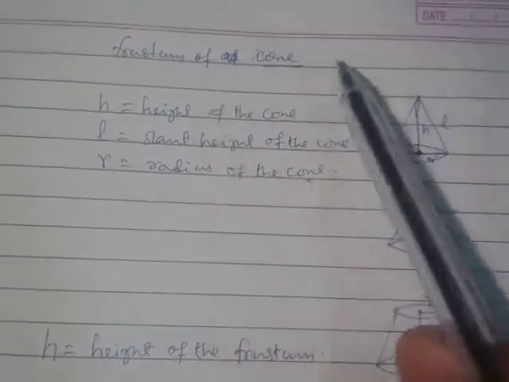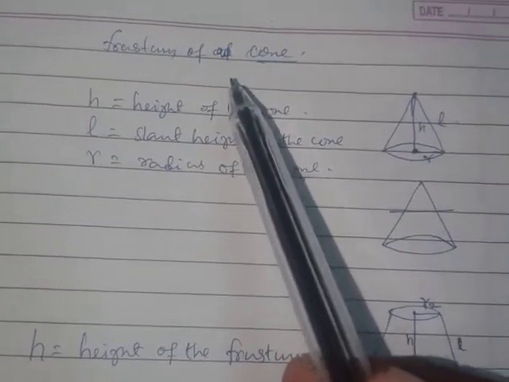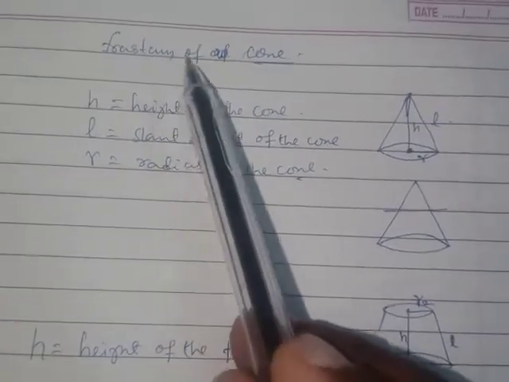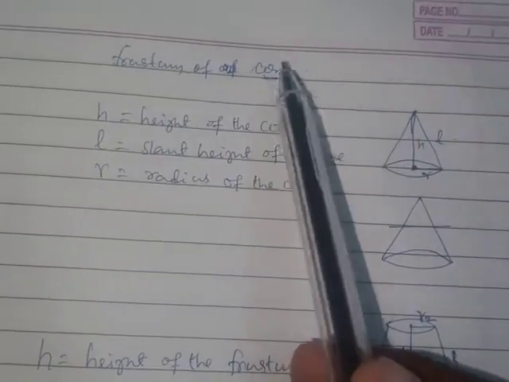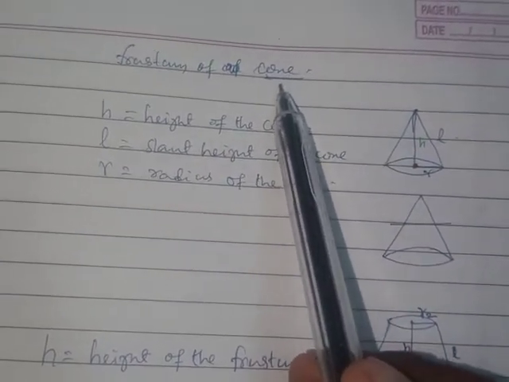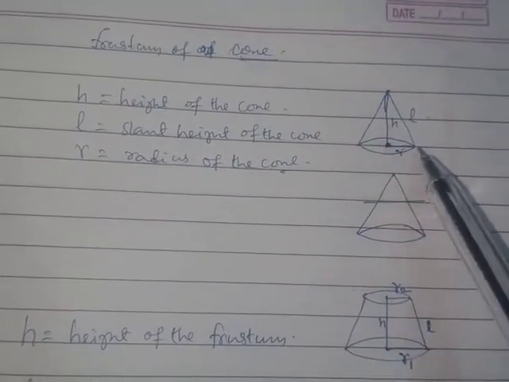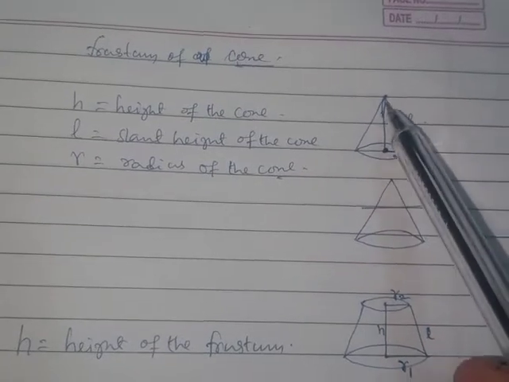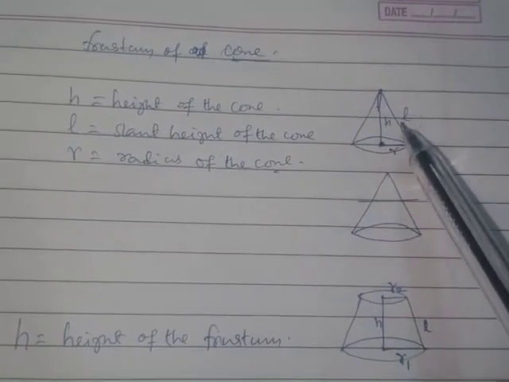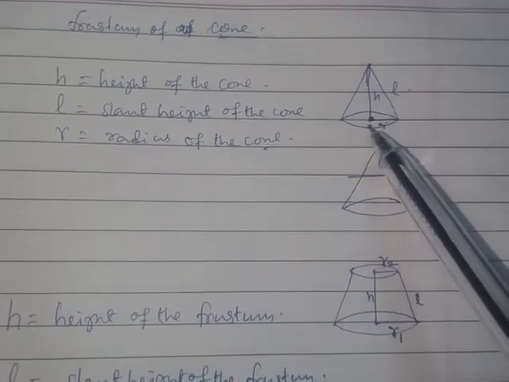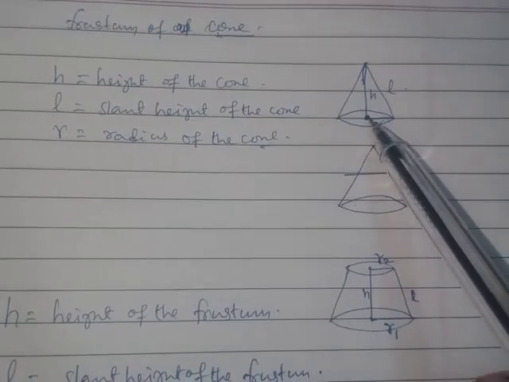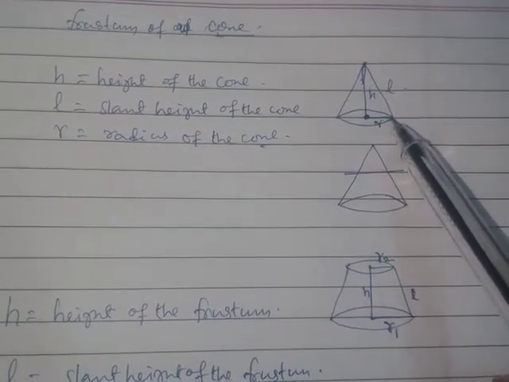Dear students, in this class we are going to discuss the frustum of a cone. Now we have to know what a frustum of a cone is. We know that this is a cone. In this cone, this is the height of the cone, this is the slant height of the cone, and this is the radius of the base of the cone.